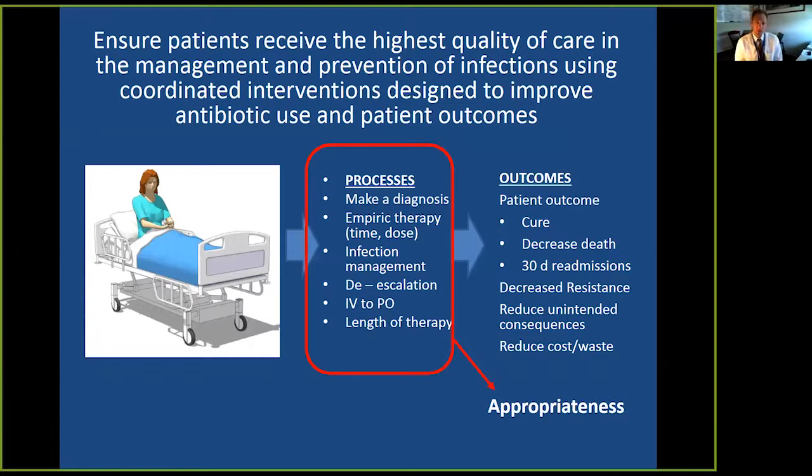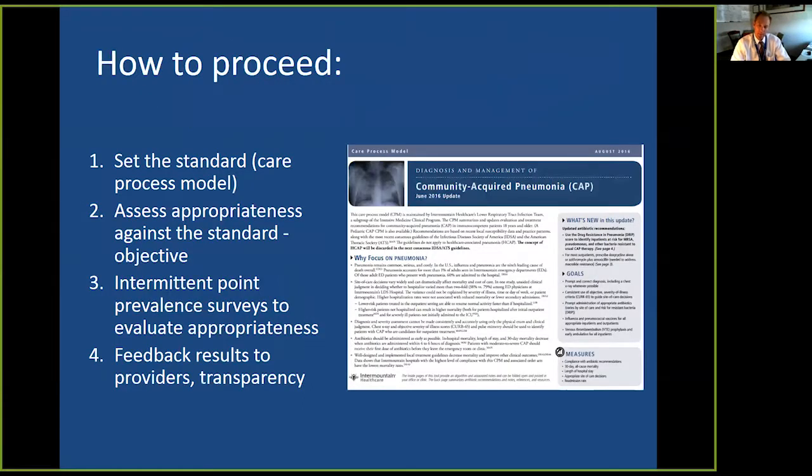Was the diagnosis correct? Was the empiric therapy correct? Did you do all the right things you needed to treat that infection? Did you de-escalate? Did you switch to orals? Those are the components of appropriateness. And so all of those things can be defined by you in your stewardship program under what we call a care process model or a clinical algorithm.